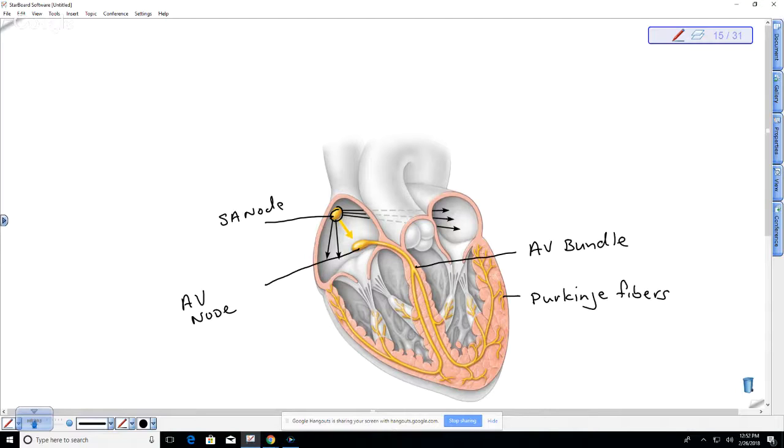The whole reason we have this system coming down is to keep the ventricles from contracting until the signal gets to the bottom, so that they contract from the bottom up, to get the blood to flow fluidly out of the heart.